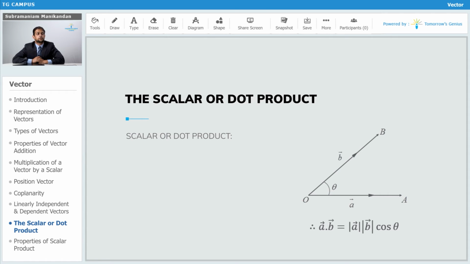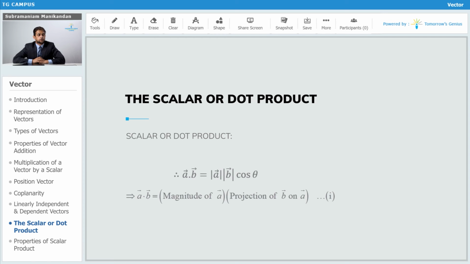A bar dot B bar is equal to magnitude of A bar times magnitude of B bar times cos theta. Another way of looking at this is by writing A bar dot B bar as magnitude of A bar times the projection of the vector B bar on A bar, or in other words, how much portion of the vector B bar is going in the direction of A bar, and that is obtained by taking cos of the angle between B bar and A bar.